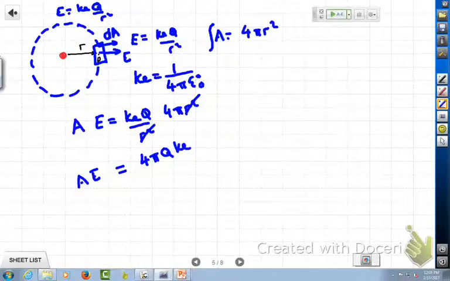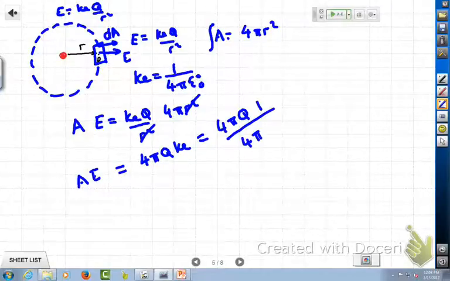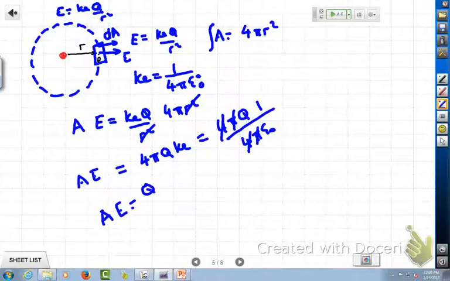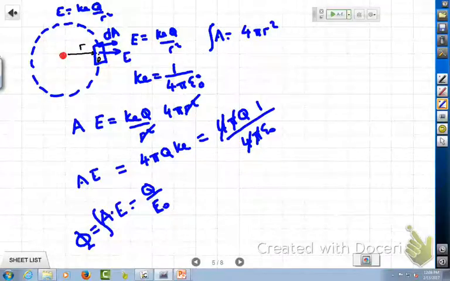And then I bring in my Ke. Rather than Ke, I'm going to put 1 over 4 pi epsilon naught. And so the 4 pi's cancel. So A dotted with E is equal to Q over epsilon naught. And that basically is the flux, which equals Coulomb's law and Gauss's law.